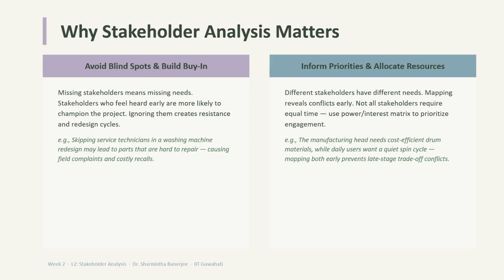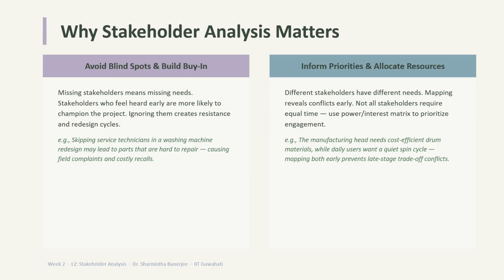So mapping of stakeholders and what they need helps you in mapping what requirements they have and whether these requirements are conflicting with each other or whether they are in synergy with each other. And then we have to give the right kind of priority. Not all stakeholders require equal time, they do not have equal power, they do not have equal amount of interest, and we need to prioritize the engagement accordingly.